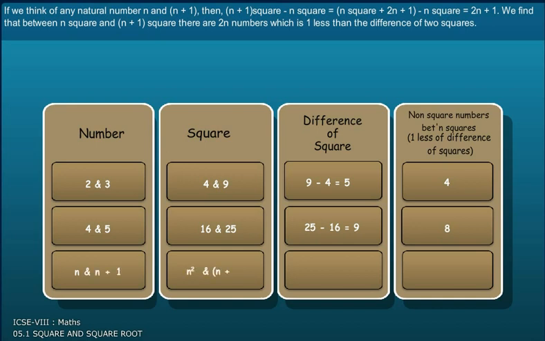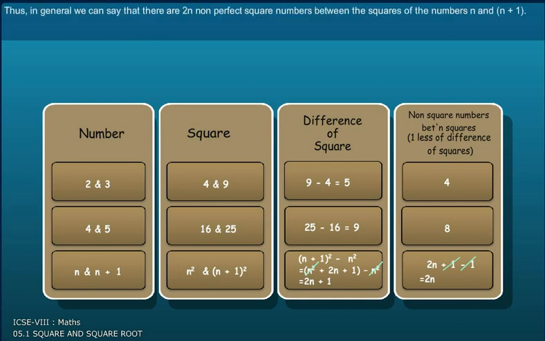(n plus 1) whole squared minus n square is equal to n square plus 2n plus 1 minus n square. That is equal to 2n plus 1. We find that between n square and (n plus 1) whole squared, there are 2n numbers, which is 1 less than the difference of the two squares.